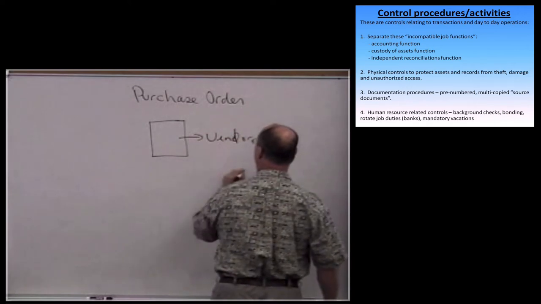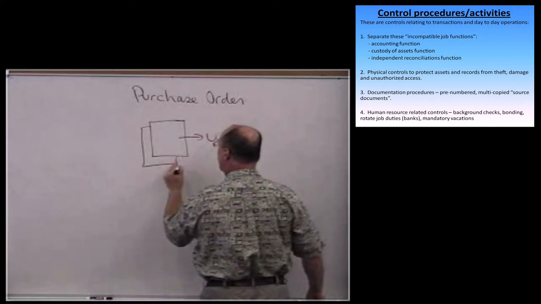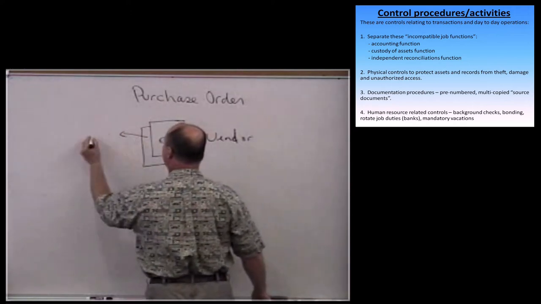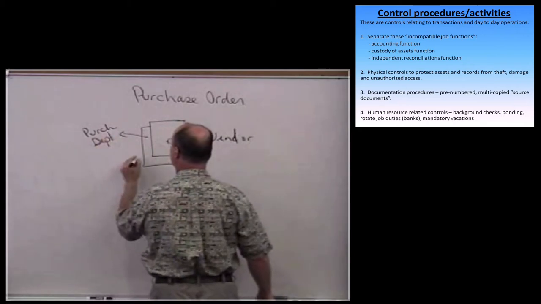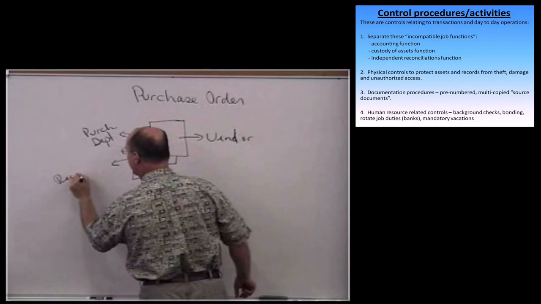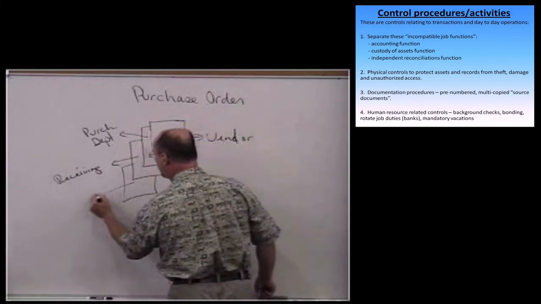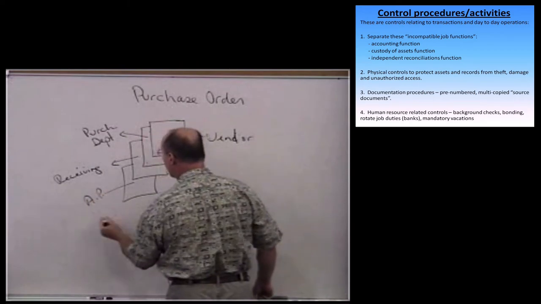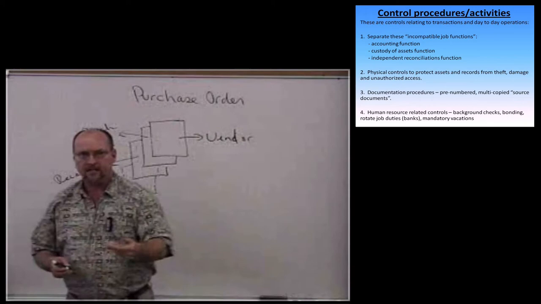And that's a D, believe it or not. There we go. Then we'll have a second copy, and this may stay with the purchasing department. And then we'll have a third copy, and this will go to the receiving area because we're expecting a shipment. And I might have another copy, and this goes to accounts payable. And I might have yet another copy for the department that initiated the order.